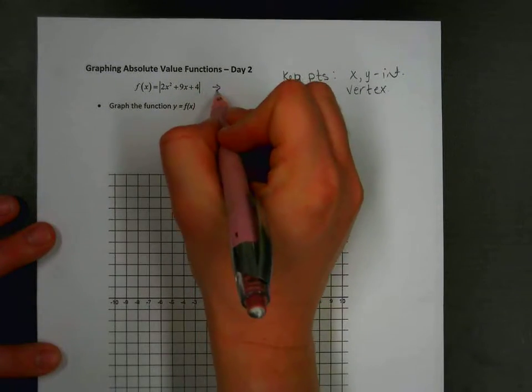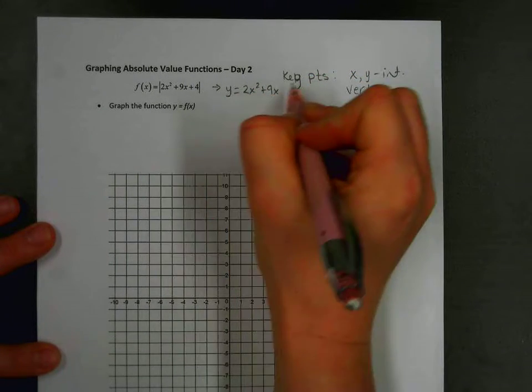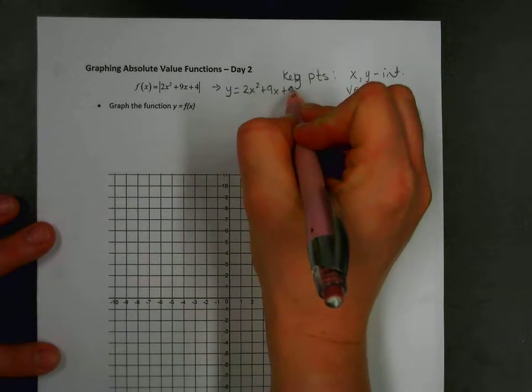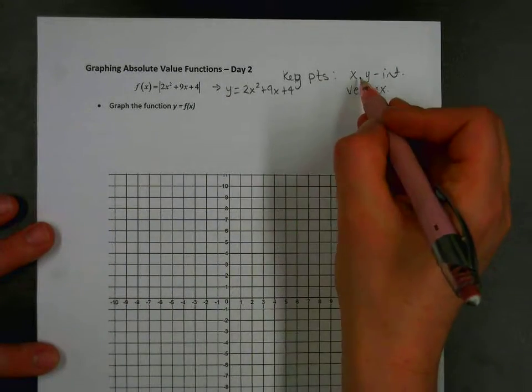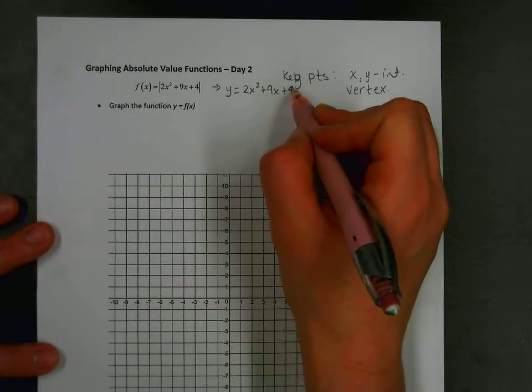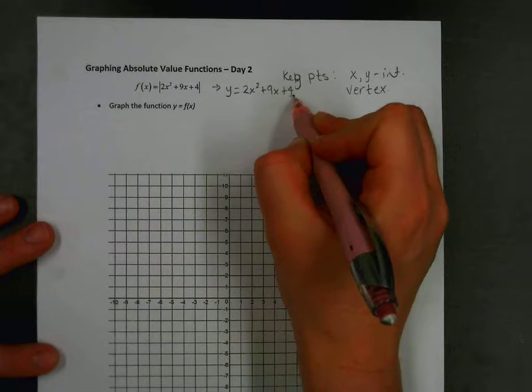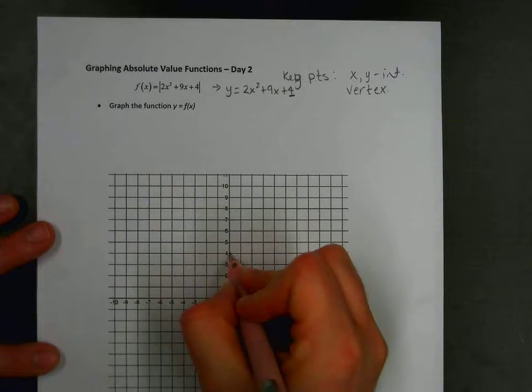Okay, so let's first start. We're going to ignore the absolute value and just sketch the graph of 2x squared plus 9x plus 4. Thinking back to our quadratics unit, since it's in general form, we first talk about the y-intercept. The y-intercept is the c value of our function, so I'm going to plot the y-intercept at 4.